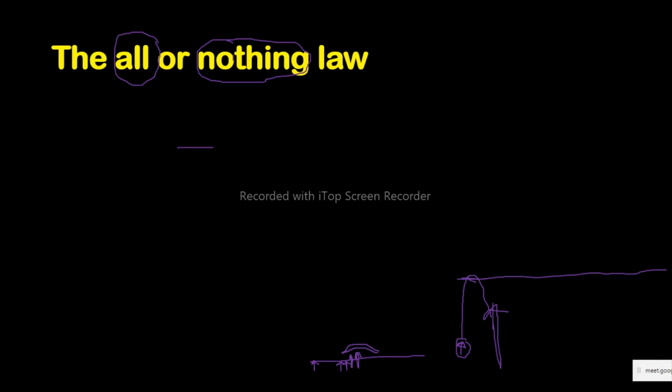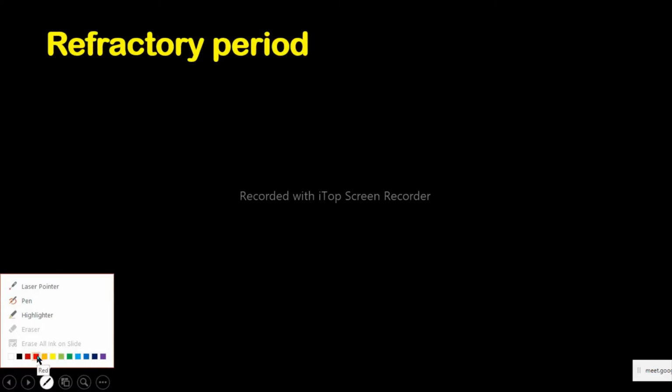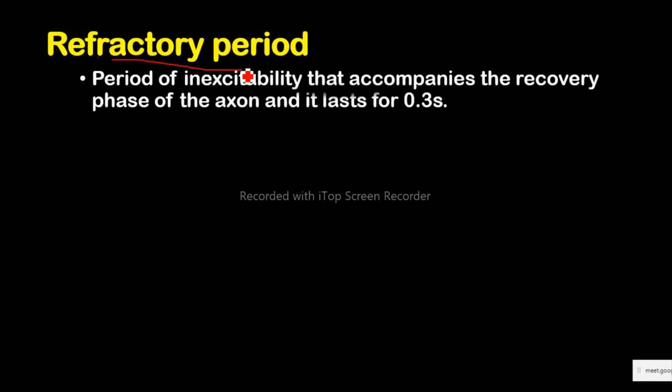So that is basically what we have to talk about, the all or nothing rule. Now another property of these nerves also depends on the refractory period. The other time we talked about the refractory period, but today let's talk about it again. This is the period of inexcitability, the period where a neuron, a nerve, or a receptor cannot be excited. You cannot excite that neuron.